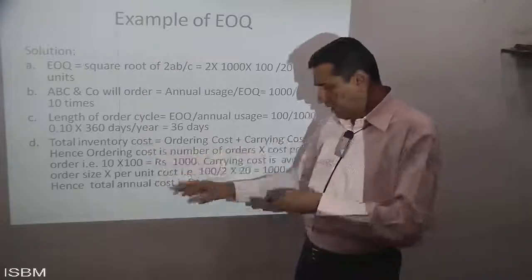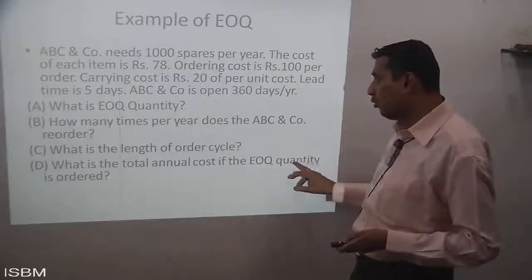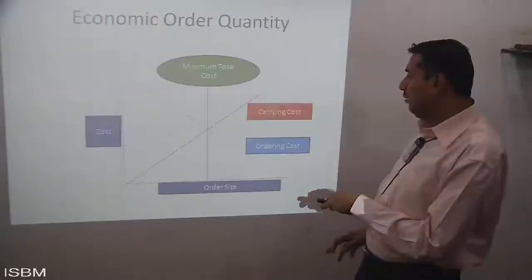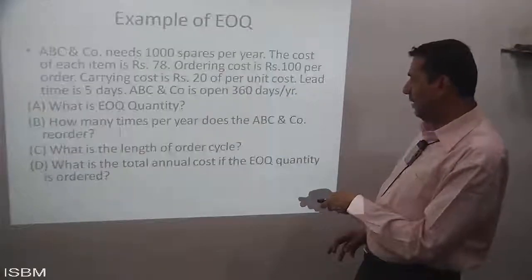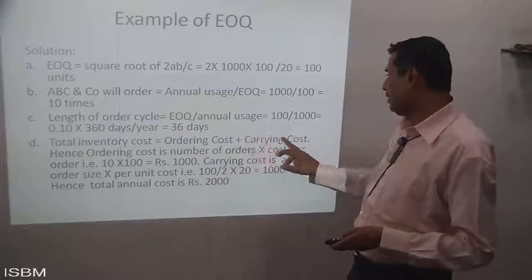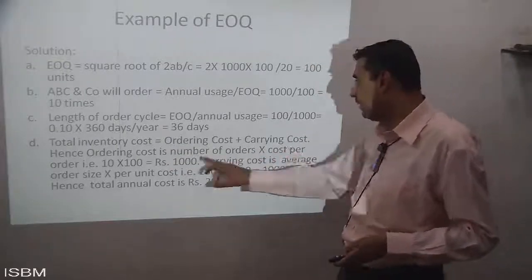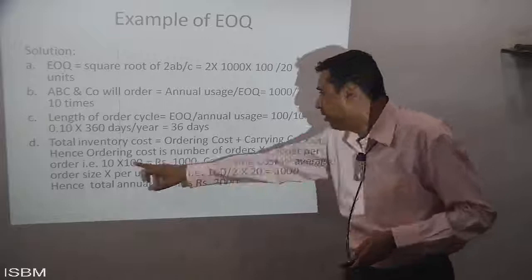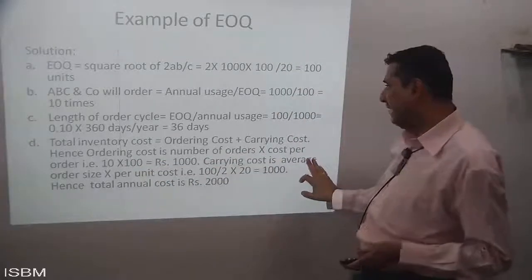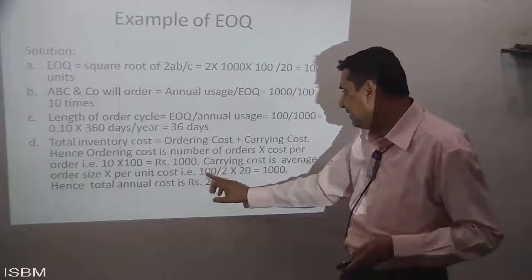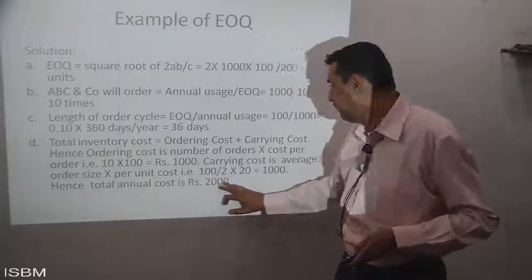Then the total inventory cost. What is the total cost if the EOQ quantity is ordered? Ordering cost plus carrying cost. Ordering cost is number of orders into cost per order, that is 10 orders into 100 per order, which is 1000 rupees. Carrying cost is the average order size, 100 divided by 2, into 20, which is 1000. Total amount is coming to 2000.